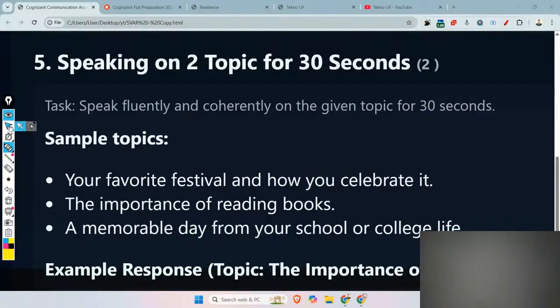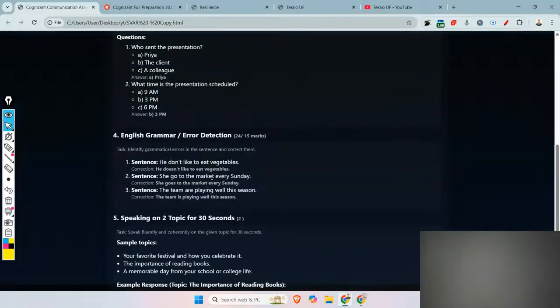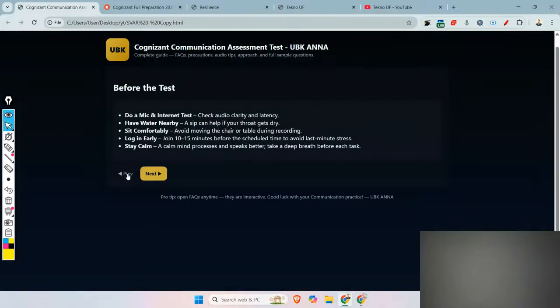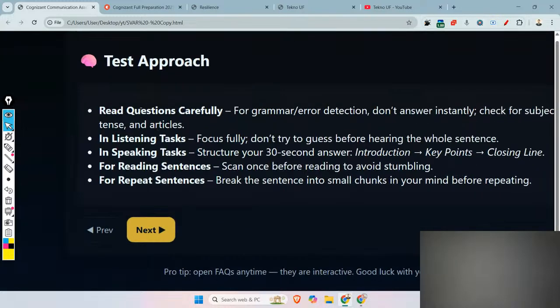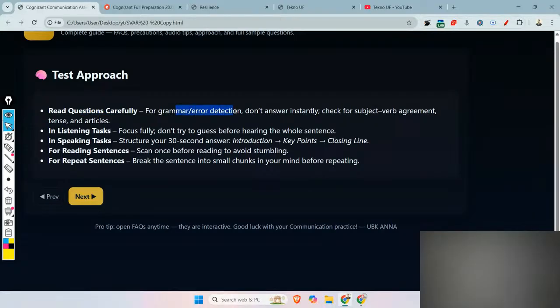So let me discuss now what you should do before the test starts. For reading questions, for grammar or error detection, don't answer instantly. Check for subject-verb agreement, tense or articles. For listening, focus fully. Don't try to guess before hearing the whole sentence. For speaking, you have to structure the answer and include these 3 sections: introduction, then the body, then the closing. For reading sentences, scan once before reading to avoid stumbling. For repeat sentences, break the sentence into small chunks in your mind before repeating.